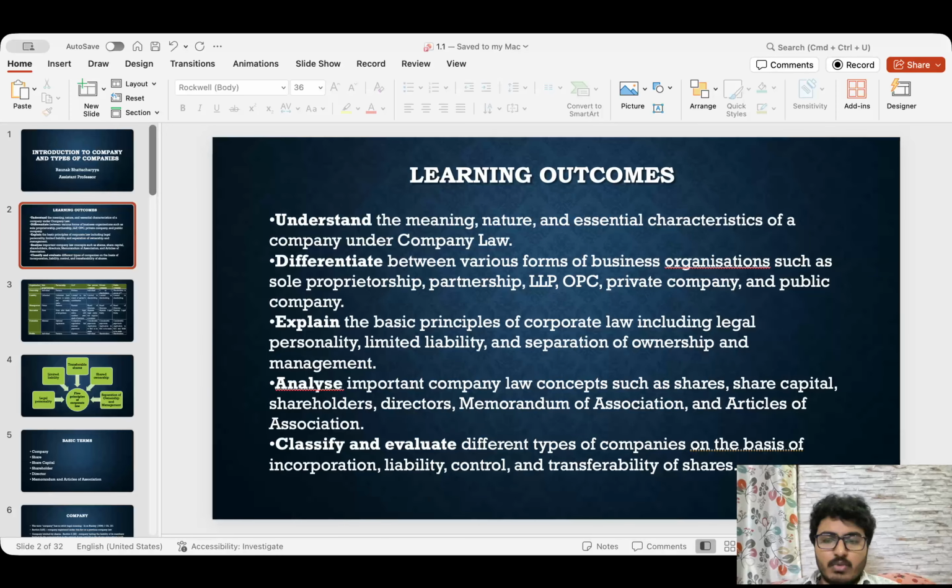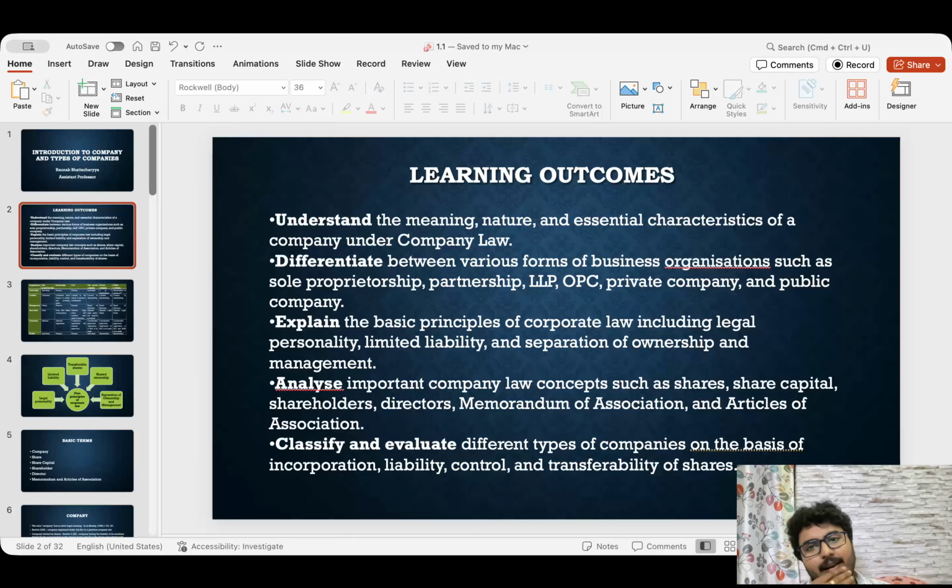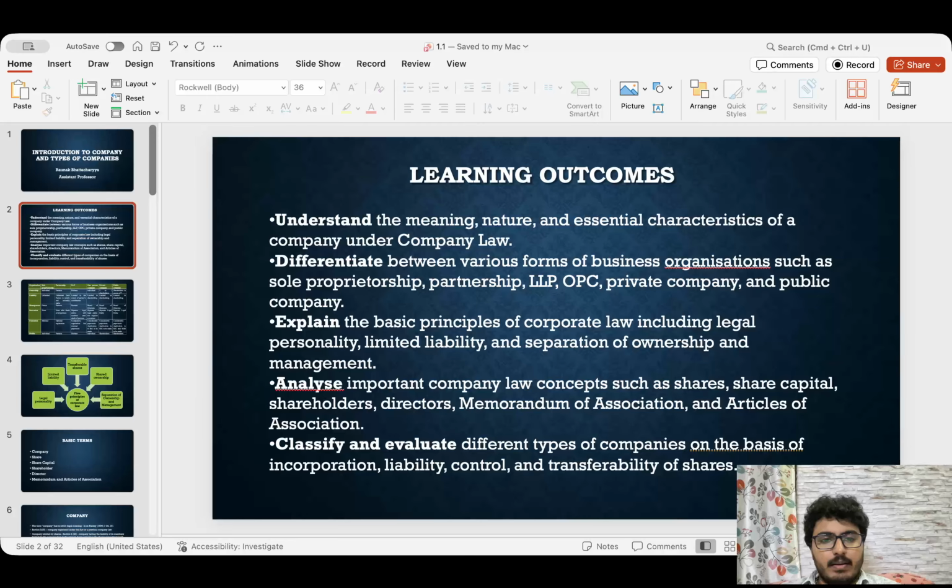In the learning outcomes today, at first we understand the meaning, nature, and the essential characteristics of a company under company law. Next, we differentiate between the various forms of business organizations such as sole proprietorship, partnerships, LLPs, OPC, the one-person company, private company, and the public companies.